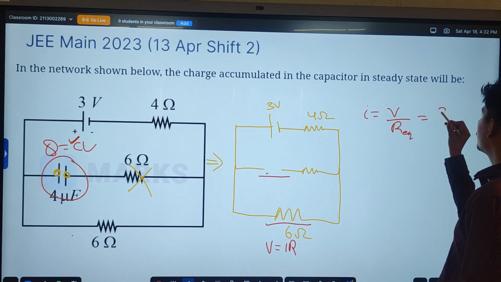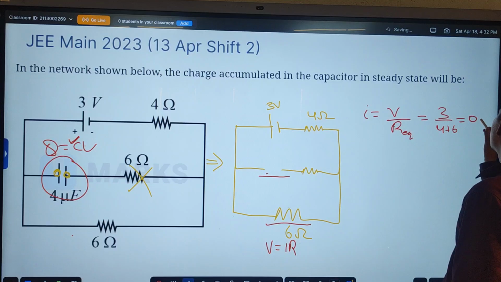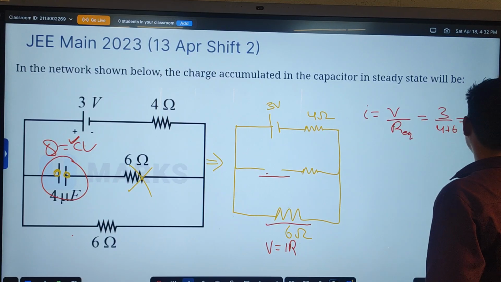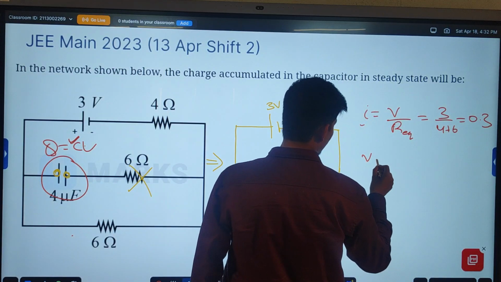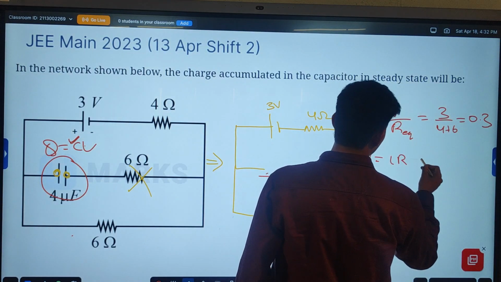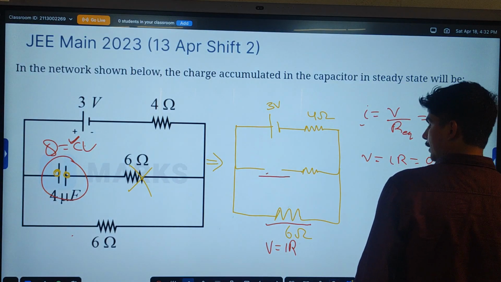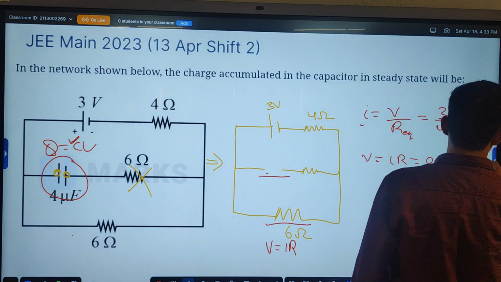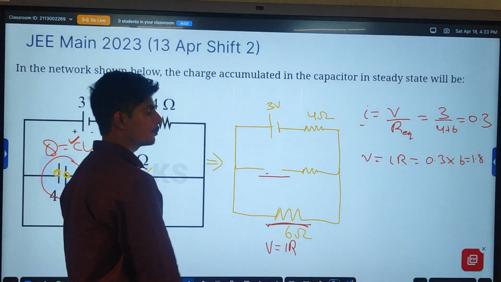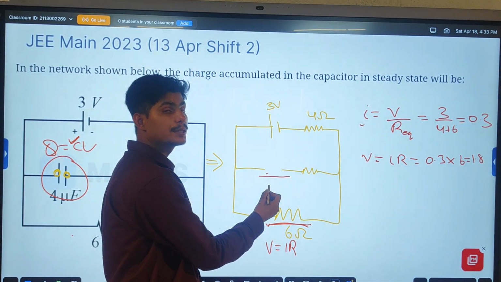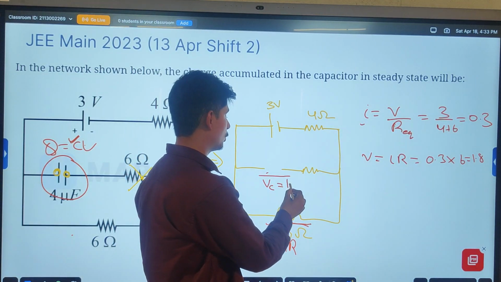I have to write V is 3, R is 4 plus 6. After solving, you will get 0.3. This is the current. What is the potential across the resistor, which is I into R? So I is 0.3 and R is 6, which comes out to be 1.8. Potential across this resistor is 1.8 volts. So the potential across the capacitor is also equal to 1.8 volt.